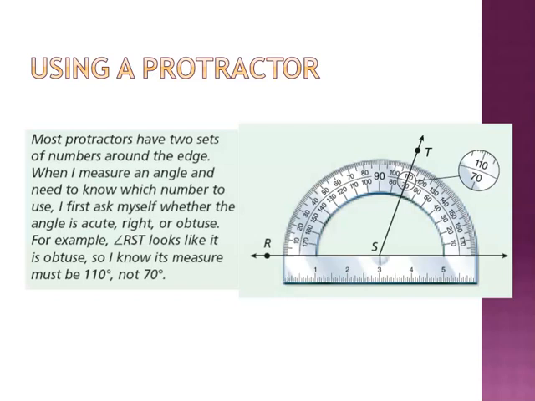Now the reason why they have both numbers is because you can measure from either side of the protractor. So notice the 70 really refers to the angle measure on the other side that, well, it's not labeled there, but it would be, let's say, angle TSU. That way you can measure from either side and there's no problem.